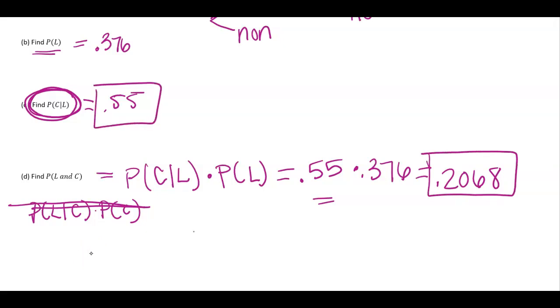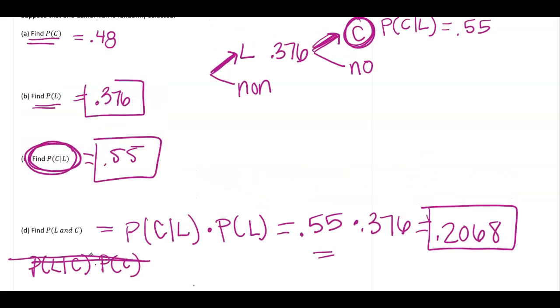Okay, and so that is one example of how to take a word problem, organize it, and then use the multiplication rule to find this probability when you have conditional probabilities.